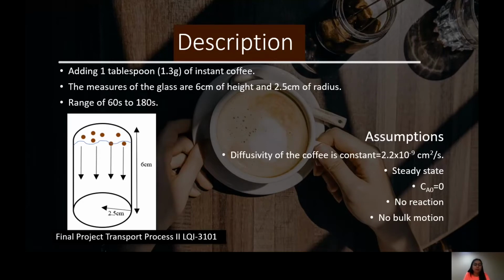We assume on a steady state the initial concentration is equal to 0, there is no reaction and also no bulk motion. And this is the diagram of the process, or small process, of this problem.